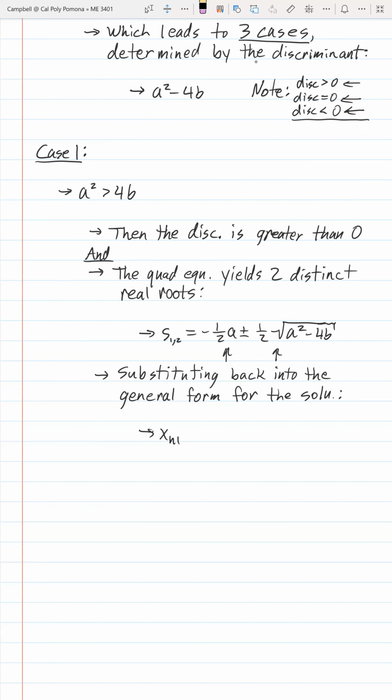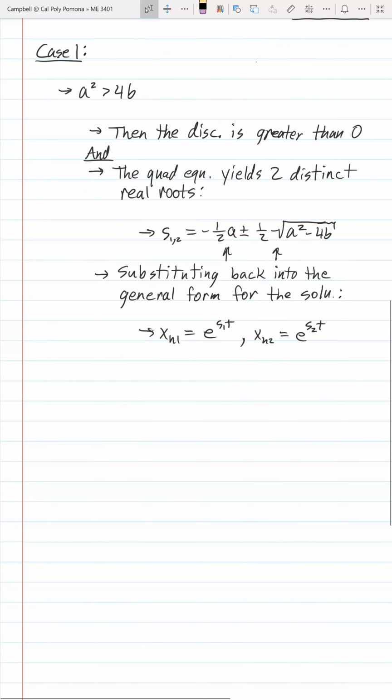So we get XH1, our first homogeneous solution. The function associated with our first homogeneous solution is equal to e to the S1t. So remember, we assumed a solution e to the st. Now we have S1 and S2. So our first solution will be e to the S1t. And our second function that will solve this differential equation is e to the S2t. So we'll call that XH2, the second homogeneous solution for this differential equation.